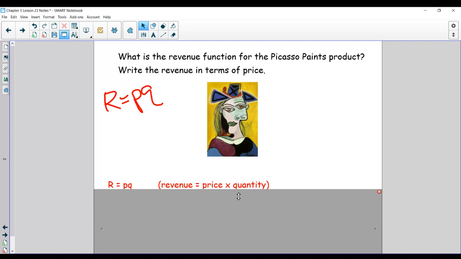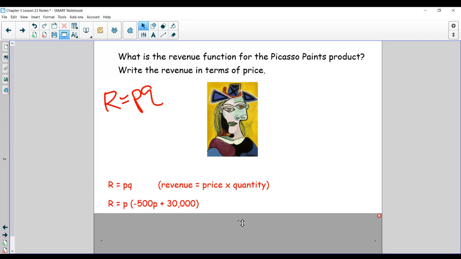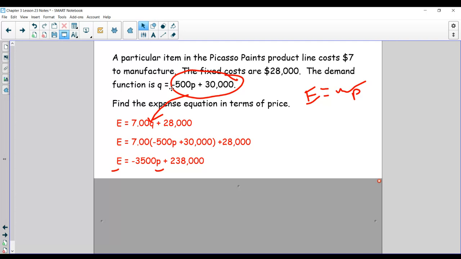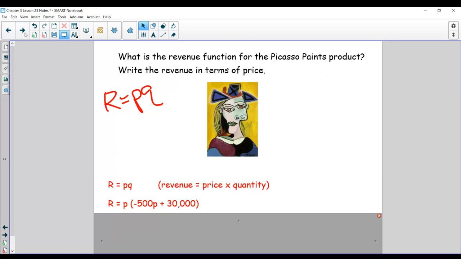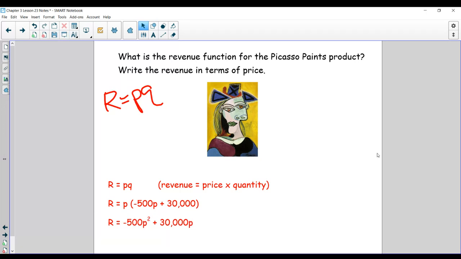So revenue is equal to price times quantity. That's a formula you're just going to need to know. So I want it in terms of price. So I'm going to replace the Q with the Q that I had right here. So I would have P times the negative 500P plus 30,000. Distribute the P to both terms. And you got R is equal to negative 500P squared plus 30,000P. So that would be your revenue in terms of price.